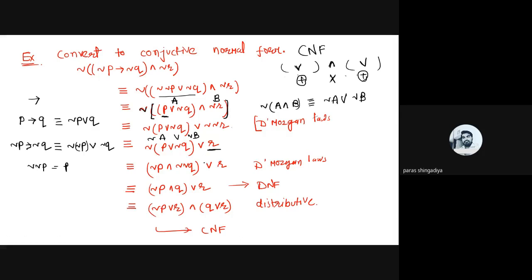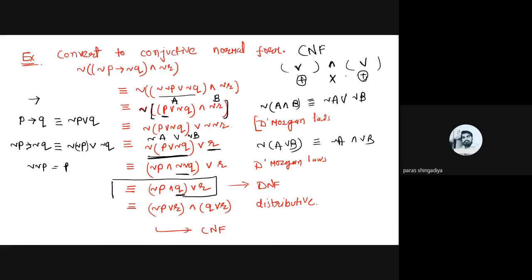Next, again apply the De Morgan law to the first bracket. It is negations of P or negations Q. If we have A and B form, then it is negations A or negations B. So it is the negations P and negation of negation Q, that is two negations, or R. Negation of negations Q will be Q. So negations P and Q, or R.